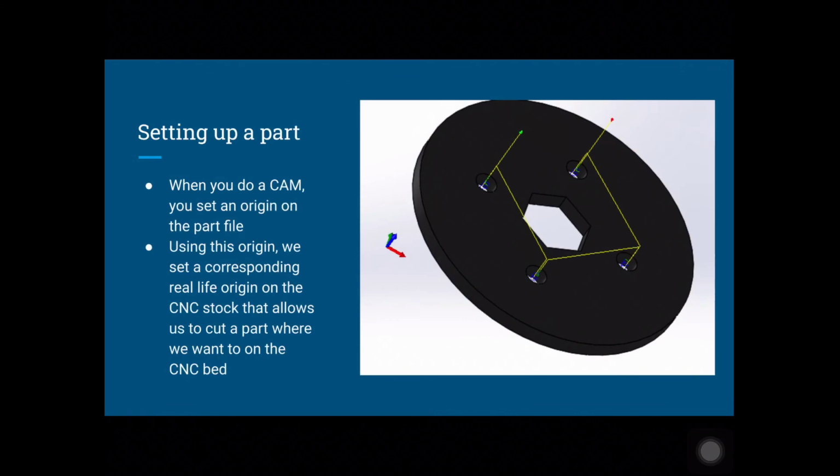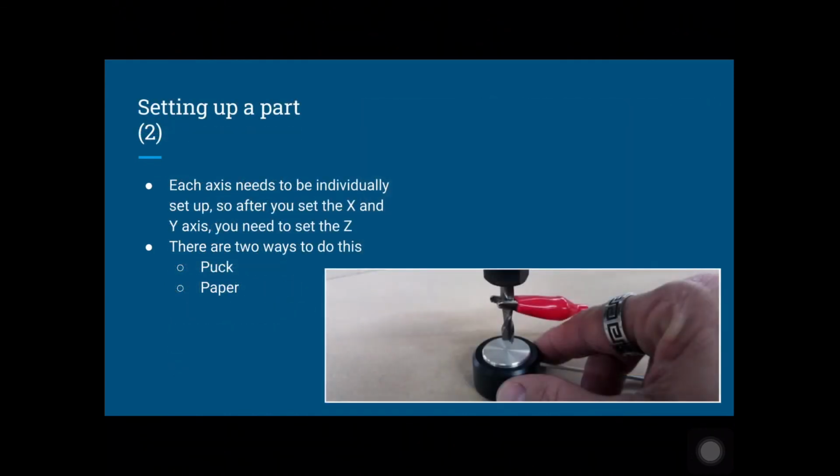The CAM part file will be put into the computer through a USB that holds all of the CAM files. When you pull the part up on the computer, you then use the origin that you set in your CAM file to set a point on the stock in real life. This point will serve as a reference for the machine when it's cutting out parts, and it's essentially 0 for the G-code coordinate system. When we set the real-life origin, we set the X and Y axes.